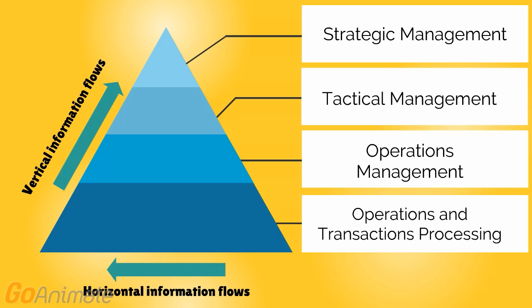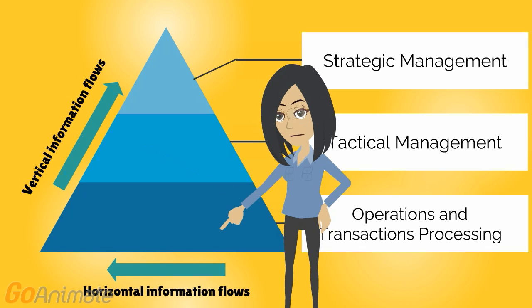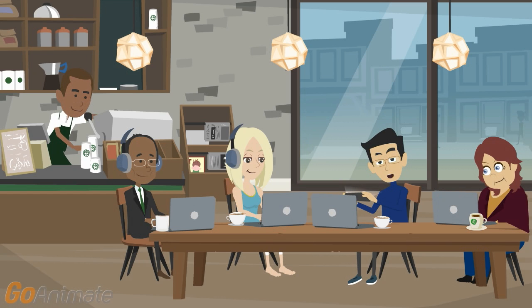Let's begin by talking about the management structure pyramid. This pyramid exists to show the information flow and the functions of each management level. Alright, do you see the arrows labeled with information flow? Vertical information flow refers to the flow of information to and from strategic management through tactical management and operation and transaction management. Horizontal information flow refers to the flow of information between departments on the same level, such as the sales department and the accounting department.